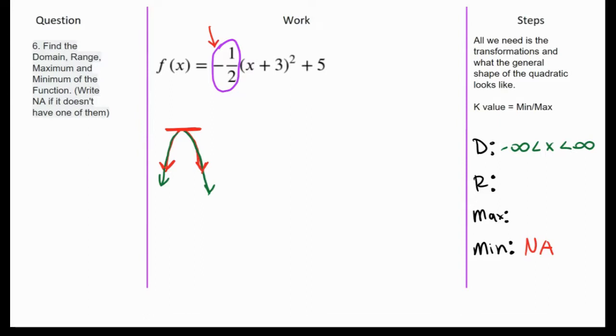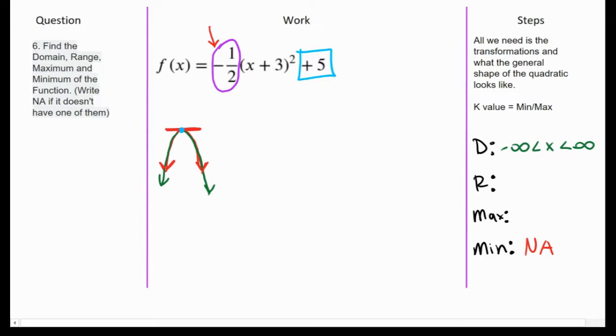Lastly, the range and the maximum. So we know it's opening downwards. We just have to find out where the highest point is. And the highest point of an upside down quadratic, or parabola, is the vertex. The vertex is told by where the k value is at.